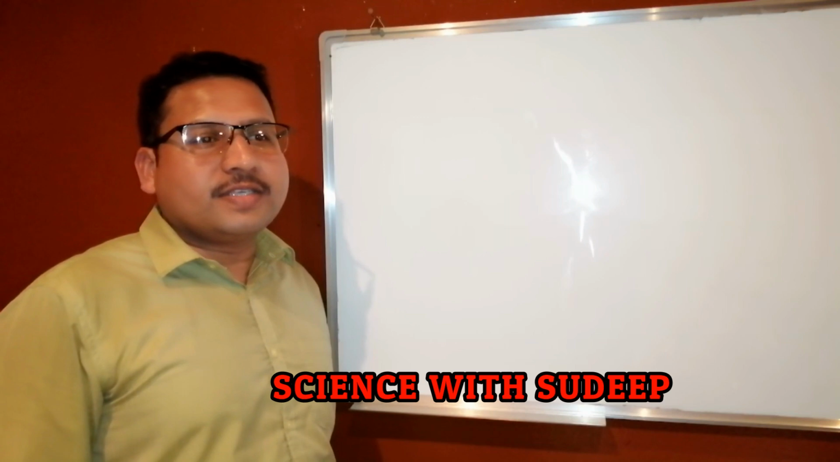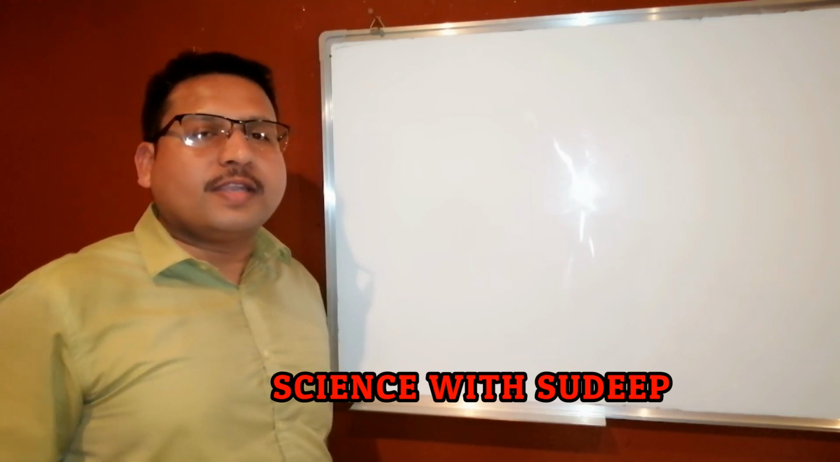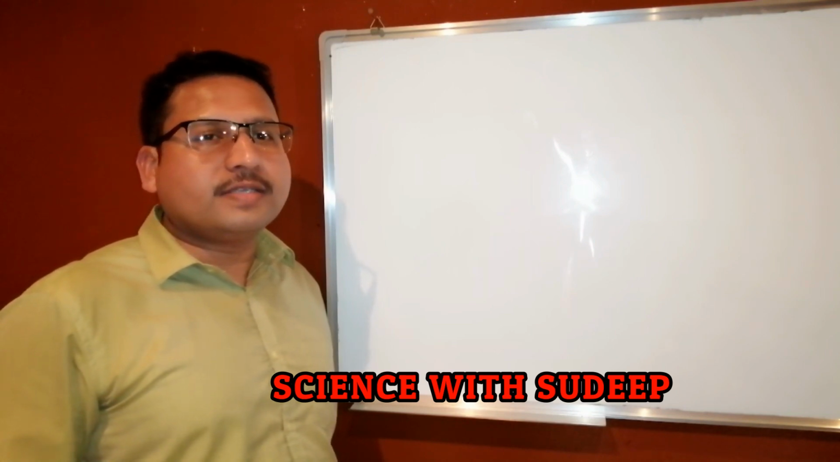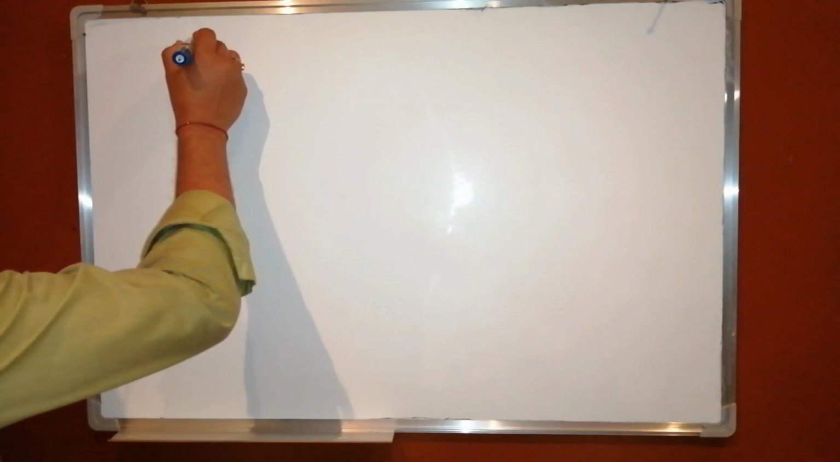Today we're going to discuss vector addition. There are two types of vector addition. One is head to tail vector addition. The other one is tail to tail vector addition.